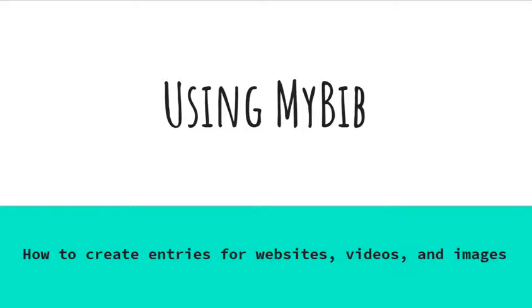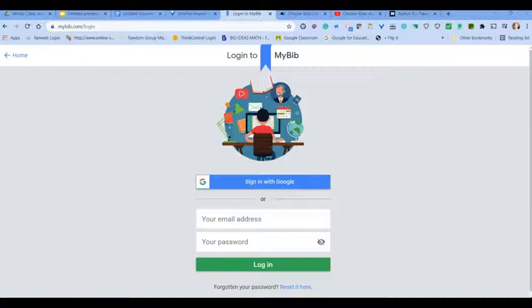Hi students, in this video I'm going to show you how to create entries in MyBib for three types of online sources: websites, videos, and images. Before I get started with any of those, I need to open up MyBib first.